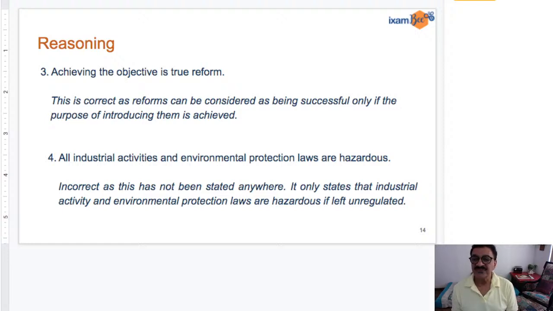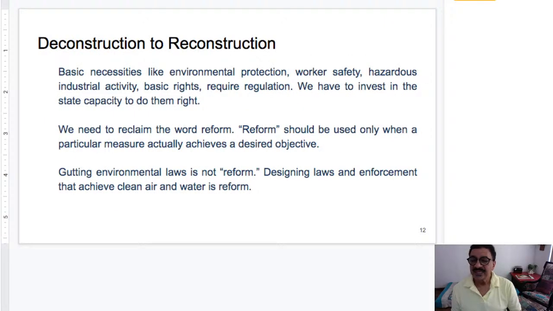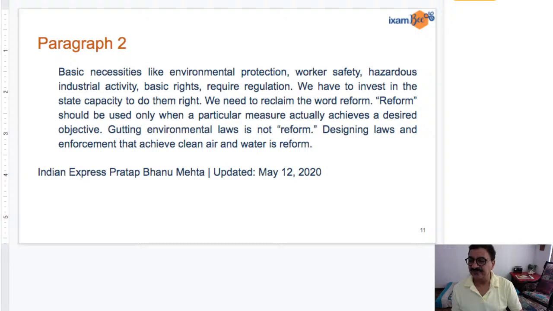Achieving the objective is true reform. Right? Absolutely. This is correct because he has given a new meaning. If you notice in the para, we need to reclaim the word reform. So don't use reform in the normal sense, but reform means when a regulation has been enacted and the desired objective has been achieved. The success of the regulation, what we say, is just on paper. There is a law, it's only on paper. It's not happening in real life. So that is no reform.